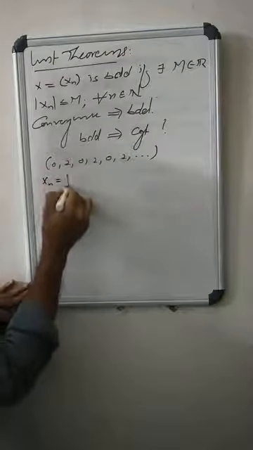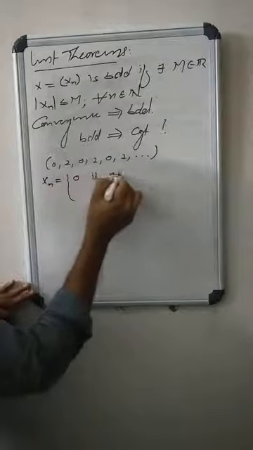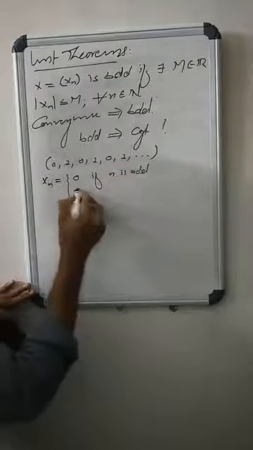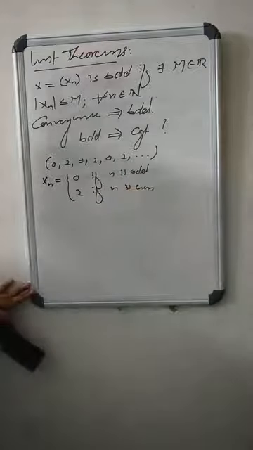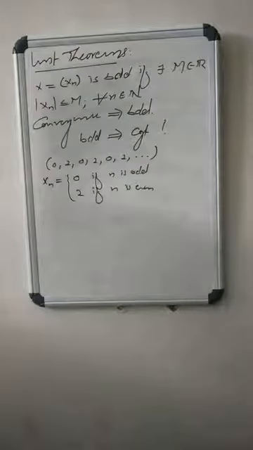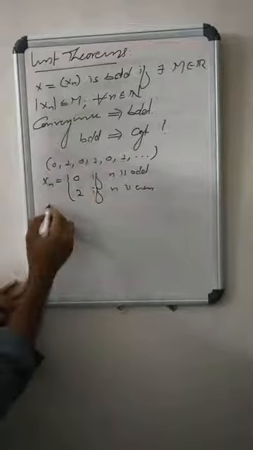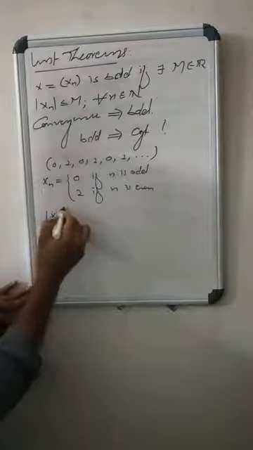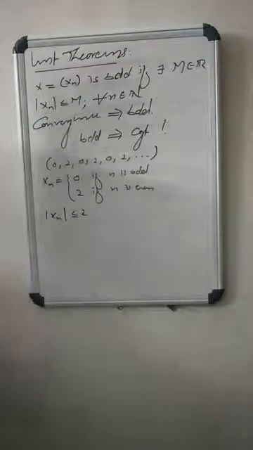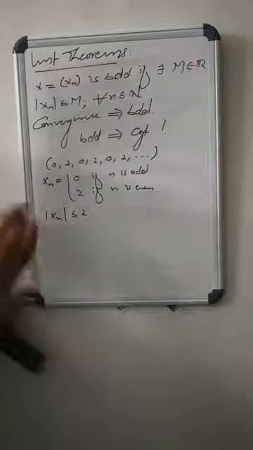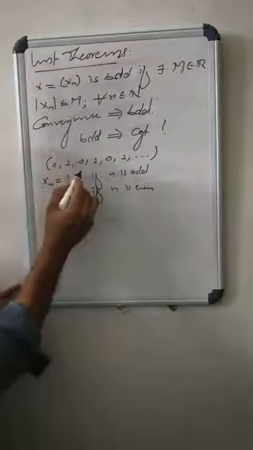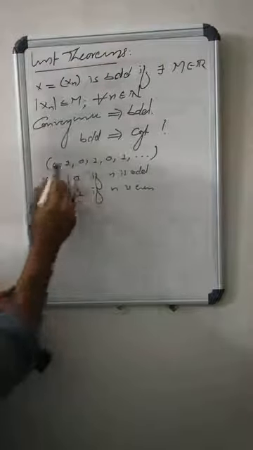xn equals 0 if n is odd, and 2 if n is even. So clearly the sequence is bounded. Why? Because there exists a real number 2 such that mod xn less than or equals 2, which means the sequence is bounded. Is it convergent? No. The sequence does not converge.